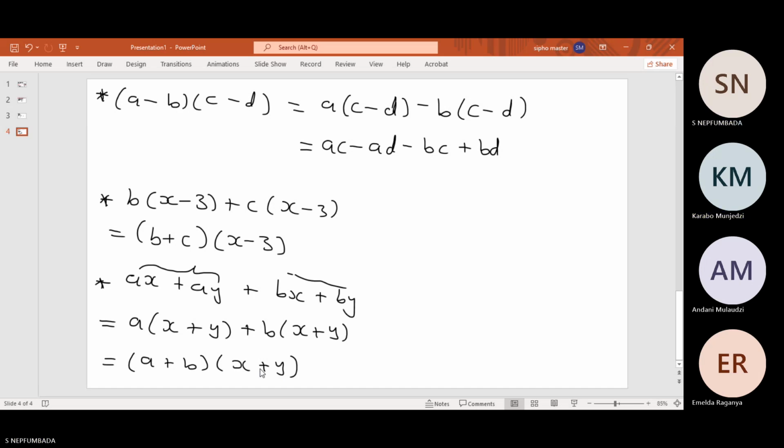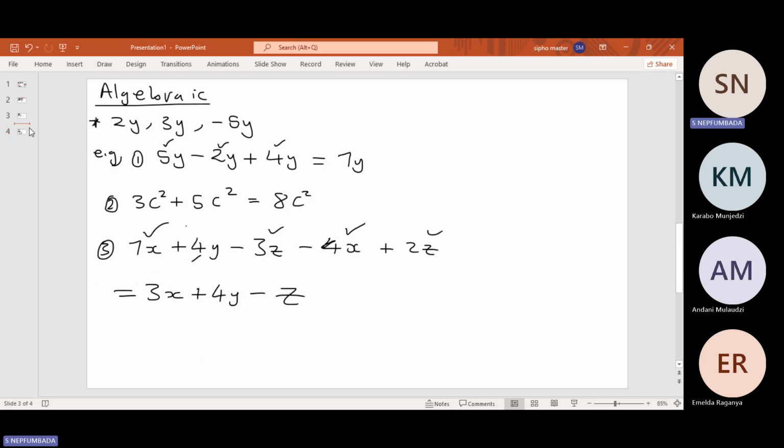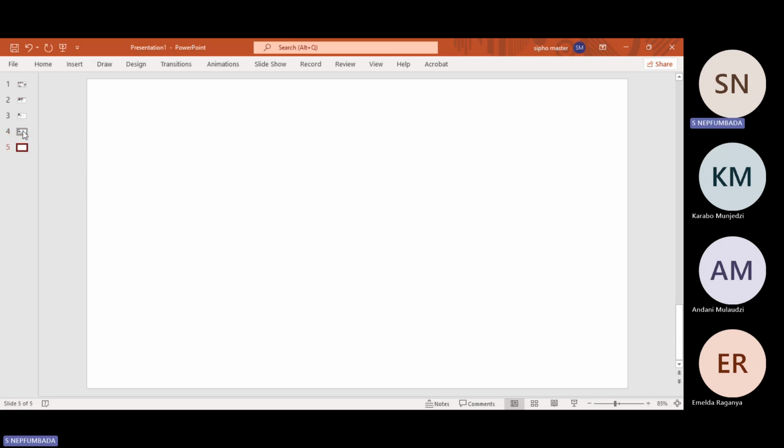So now, let's go and do what we call the difference between two squares.